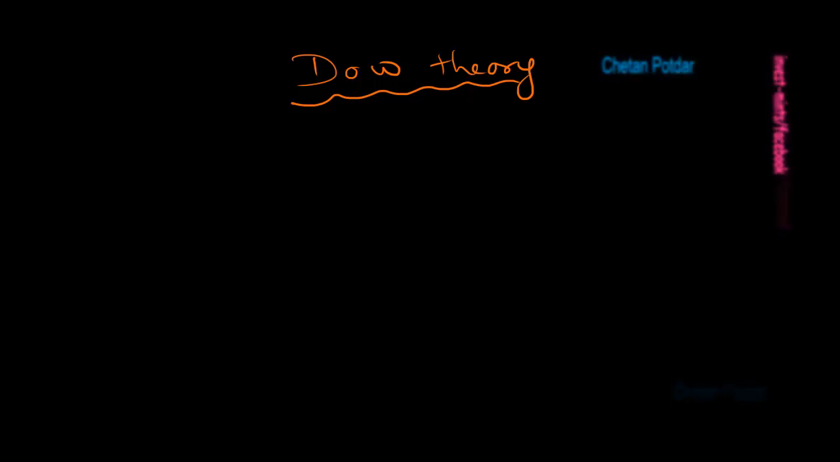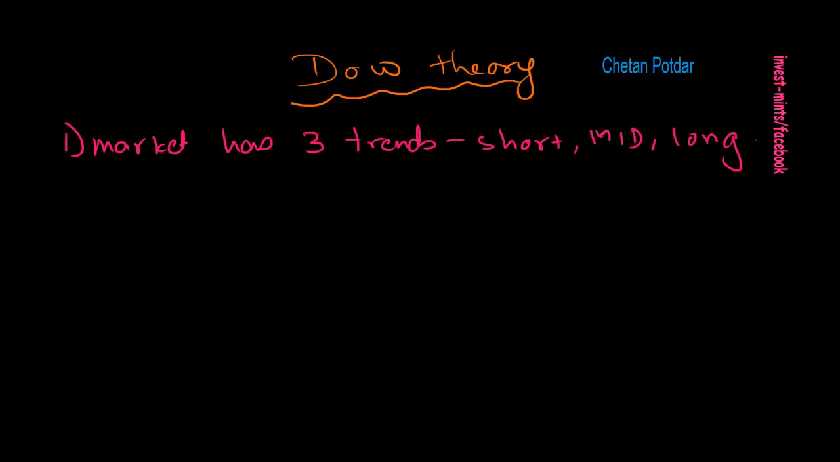So very quickly, let me also explain to you what Dow theory is. I'm going to explain it in short. I don't want to go into detail. It has been taught to you in the class. What does Dow theory say? Dow theory says that the market has three trends. There is a short term, mid term, and a longer trend.